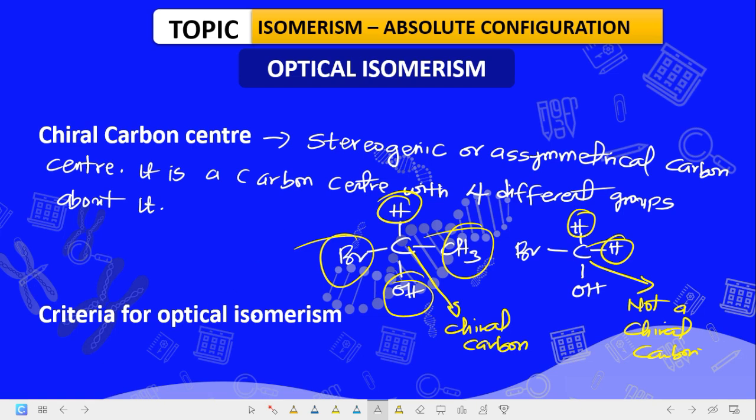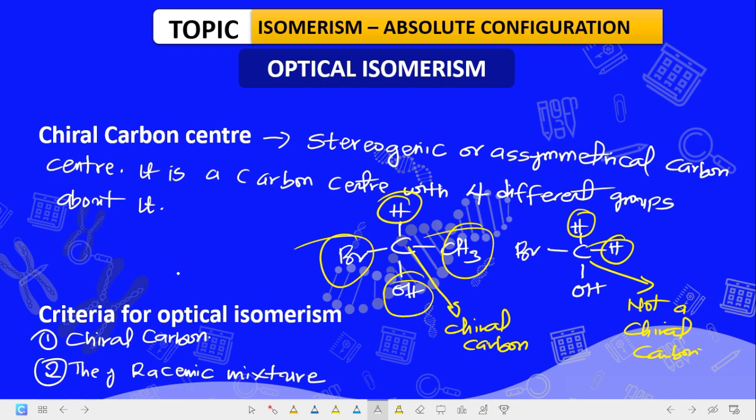Now, criteria for optical isomerism. One of the criteria for optical isomerism is that optical isomers must have a chiral carbon. That is one of the conditions. Number two, they must not be a racemic mixture.